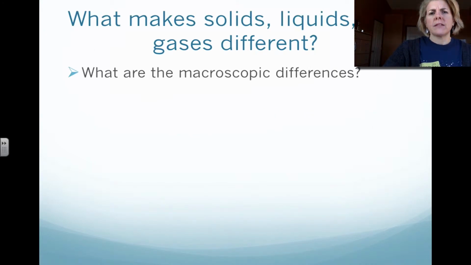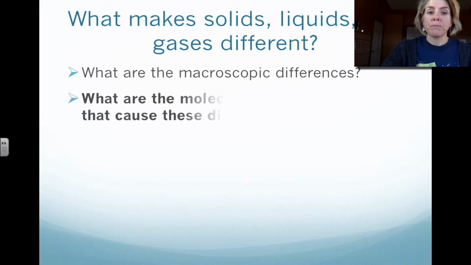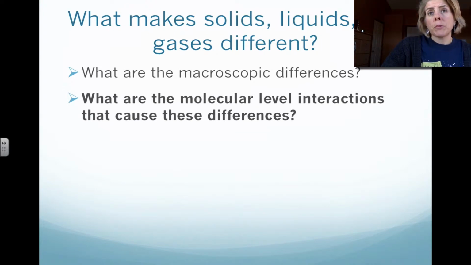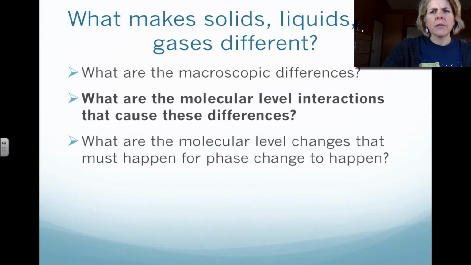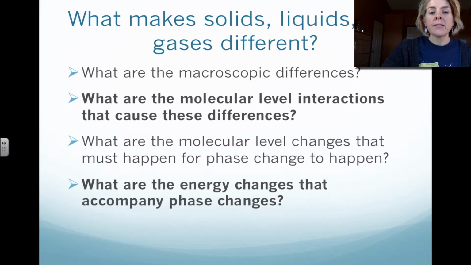Looking at solids, liquids, and gases, we're going to investigate the macroscopic differences between them. In this chapter, we're going to look at the molecular interactions that cause this difference. Then we're going to look at the changes that have to occur at the molecular level to move between the different phases. And lastly, we're going to look at energy changes. We need to examine what happens to energy when we move between solids, liquids, or gases.